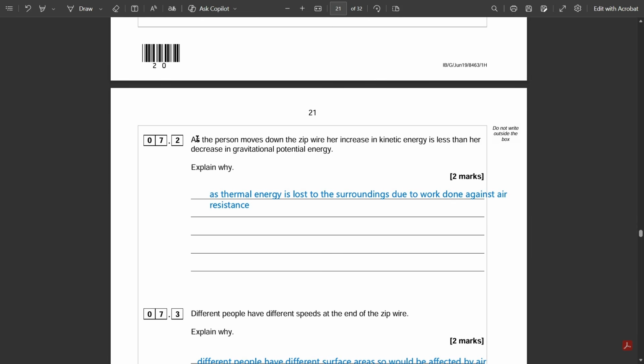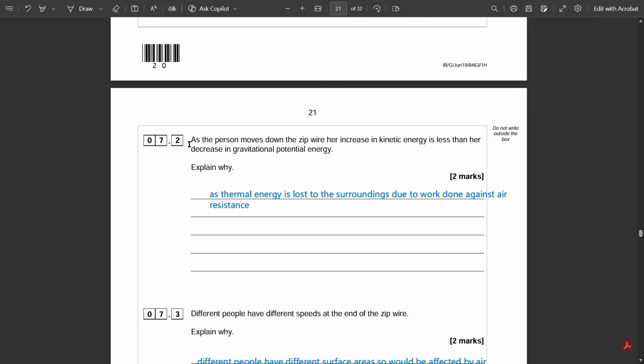Then for 7.2, as the person moves down the zip line, her increase in kinetic energy is less than her decrease in gravitational potential energy, and we're asked to explain why. If it was a closed system, then the increase in kinetic energy would be exactly equal to the gravitational potential energy. And there's questions in other papers where we have to assume it's a closed system and do maths with that. But we're told here that it's less than, and we're asked to explain why.